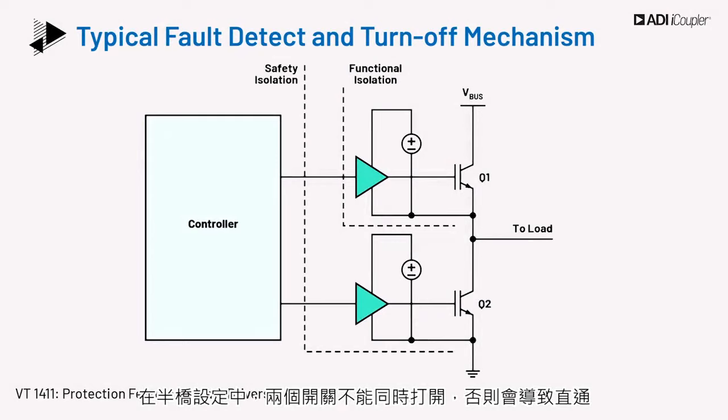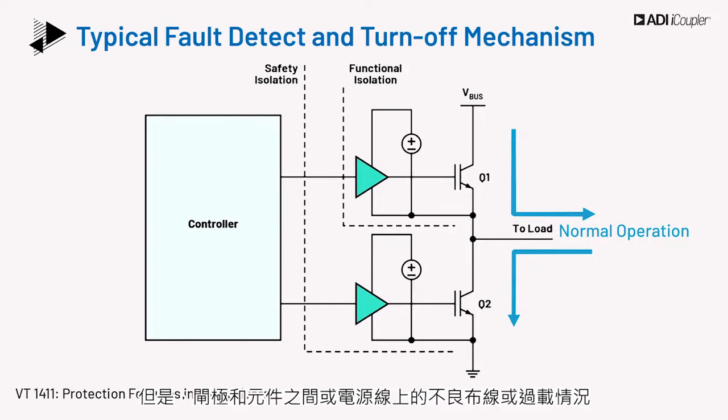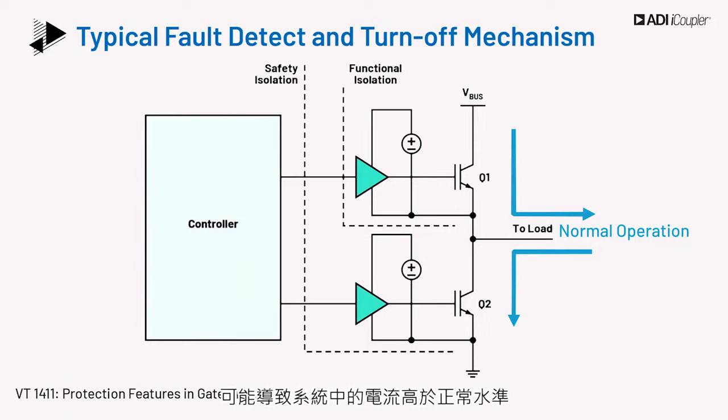In a half-bridge setup, both the switches can never be on at the same time, or else there will be shoot-through. During normal operation, the current will flow through either of the switches and through other components in the circuit for some duration, and through the other switch during the remaining duration of the switching cycle. But bad wiring or overload conditions, either between gate and device or on the power leg, may result in higher than normal current in the system.